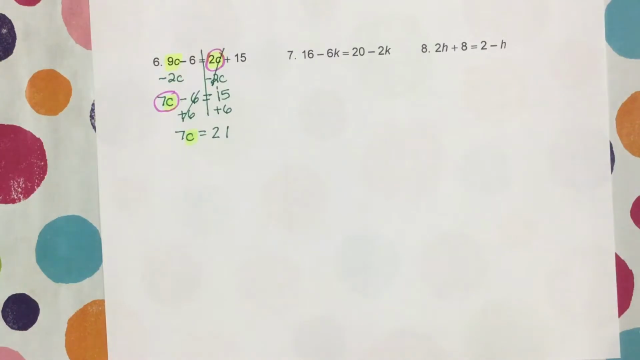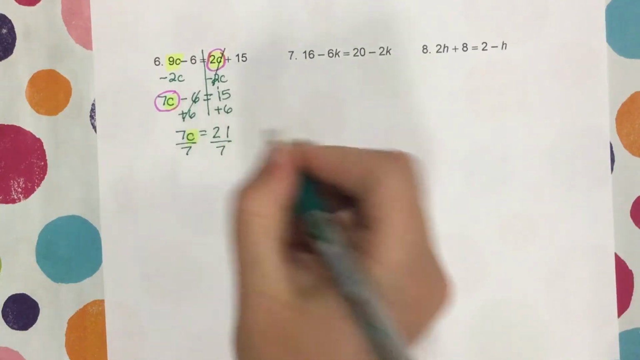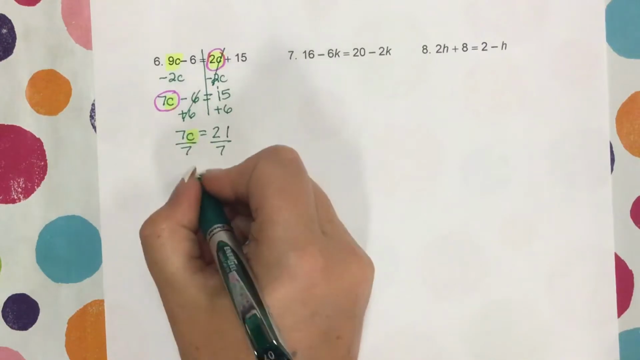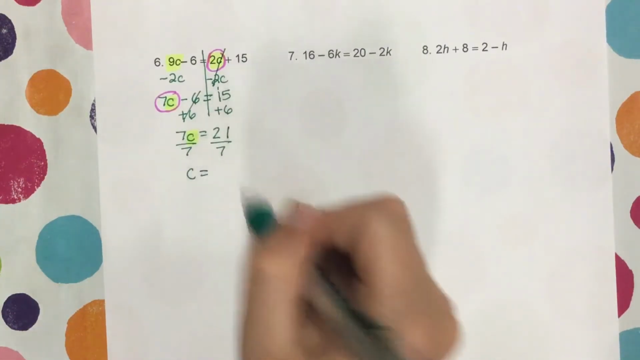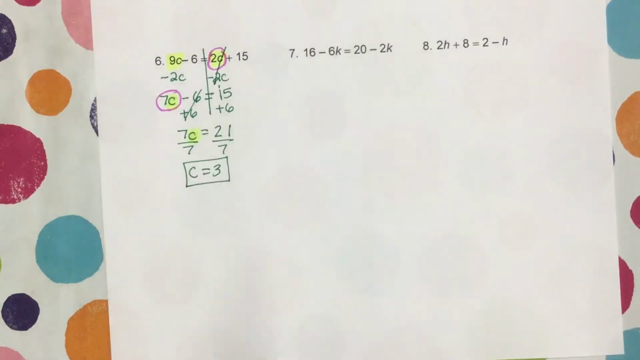We're still trying to get c by itself. So that's 7c, which means 7 times c. So we have to do the inverse operation of multiplication, which would be division. So we divide both sides by 7. 7 divided by 7 is 1. 1 times c is c, equals 21 divided by 7, which would be 3. So the answer is c equals 3.